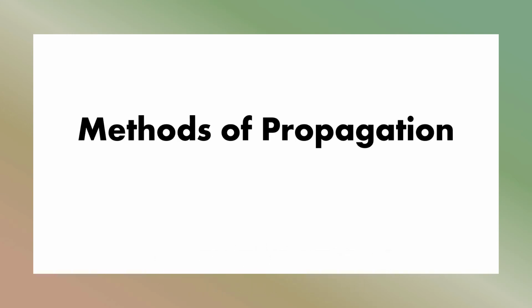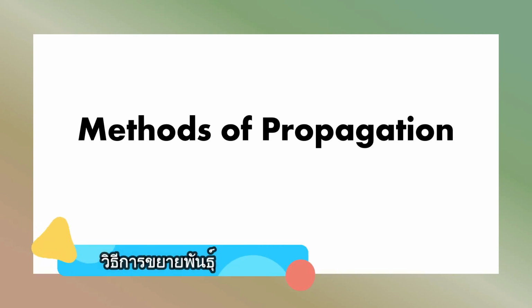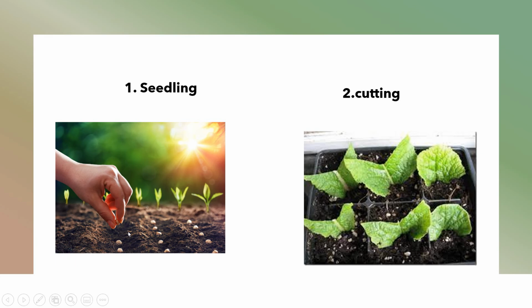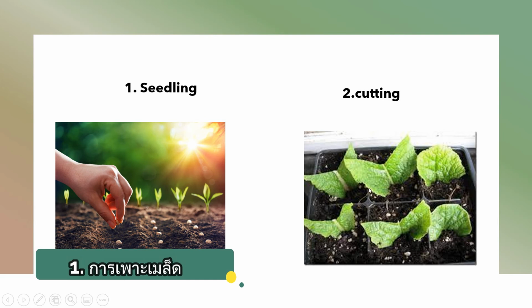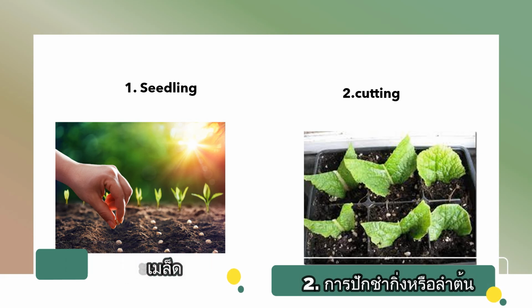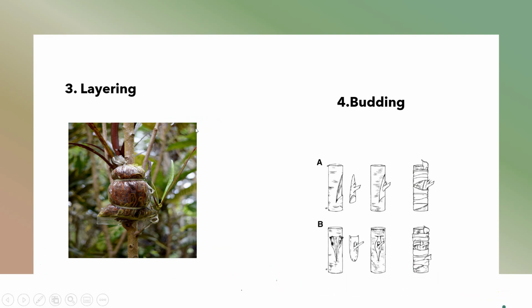Alright, so let's review a little bit of the topic that we discussed last time, the methods of propagation. We have seedling. When you plant, you use seeds. You grow a new plant using a seed. We have also cutting. You have to cut the leaves of a plant. We have layering.